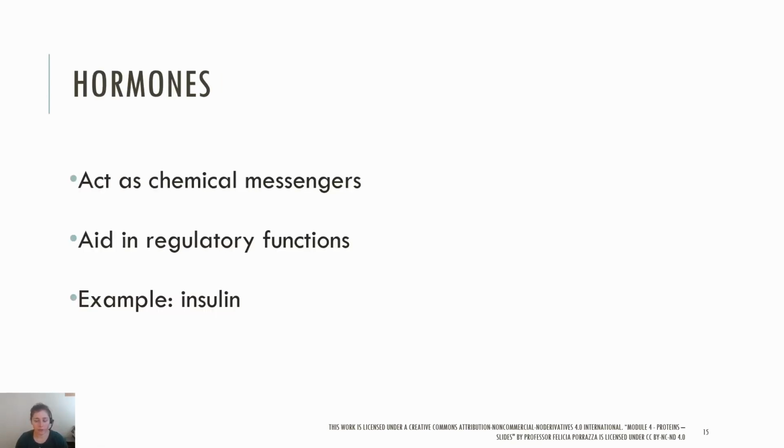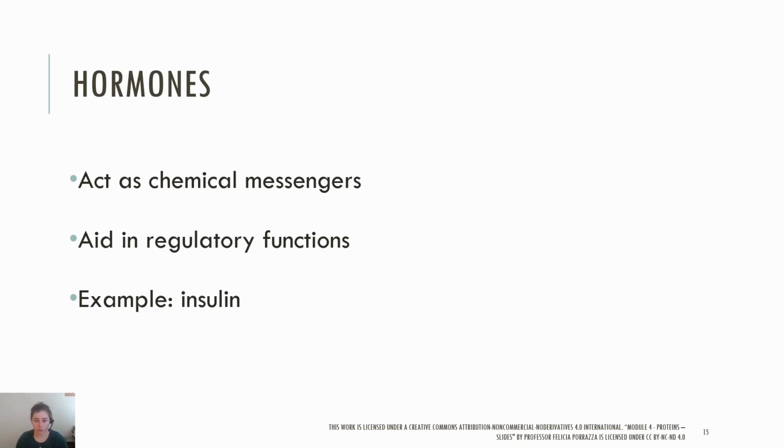Proteins are also responsible for hormone synthesis. Hormones act as chemical messengers and also aid in regulatory functions. When an endocrine gland is stimulated, it releases a hormone which is then transported in the blood to its target cell, where it communicates a message to initiate a specific reaction or cellular process.